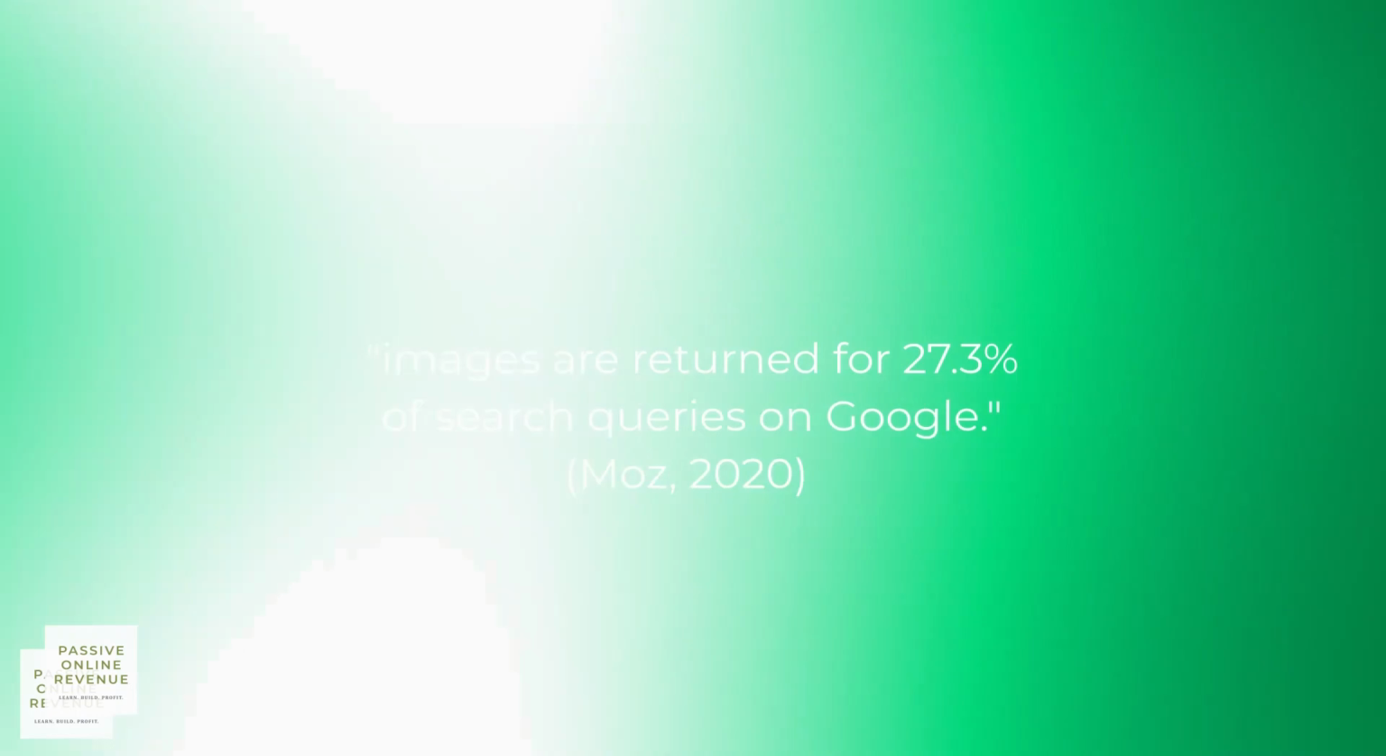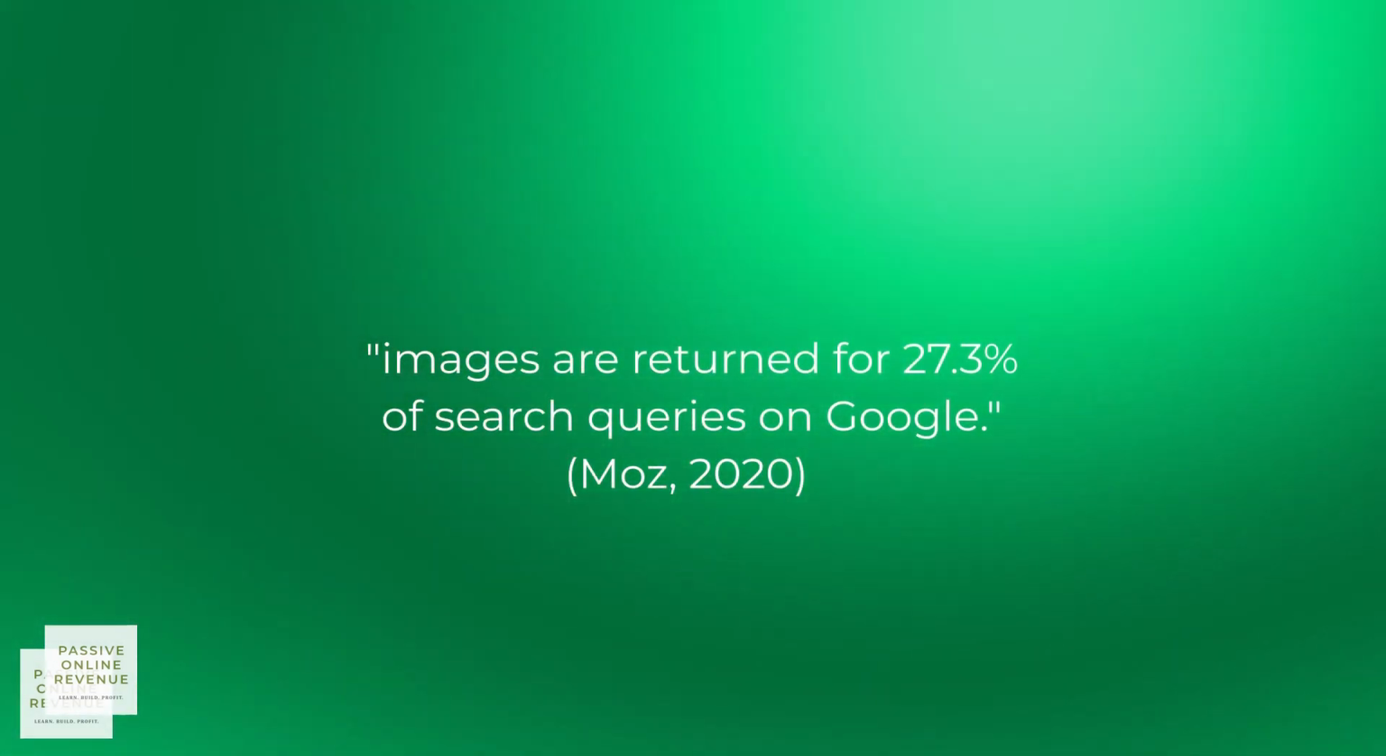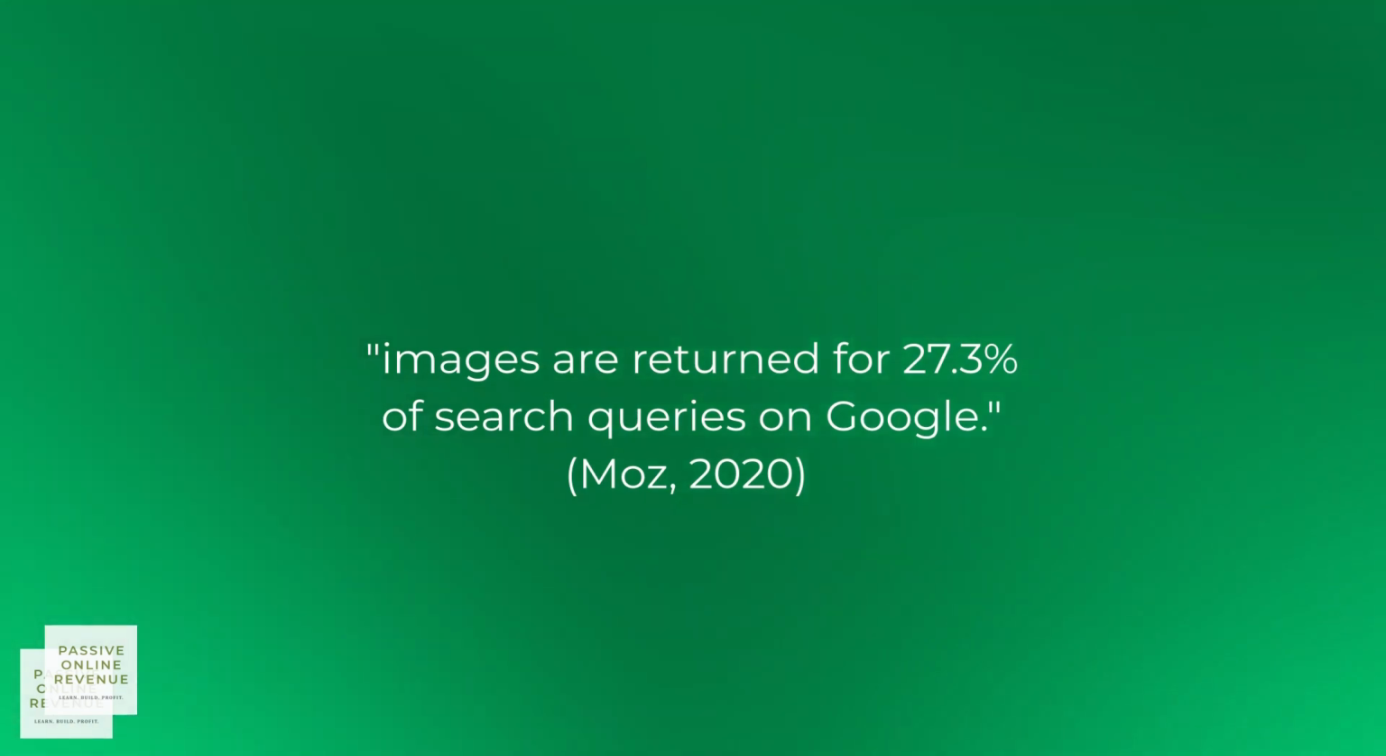Another reason why images are becoming critical for SEO is that more and more people are using image search. They prefer images rather than text. Moz in 2020 actually reported that images are returned for 27.3% of search queries on Google. Every year, this percentage increases. So, despite your best SEO efforts, you could still be missing out on another source of organic traffic. Your website's images, that is.